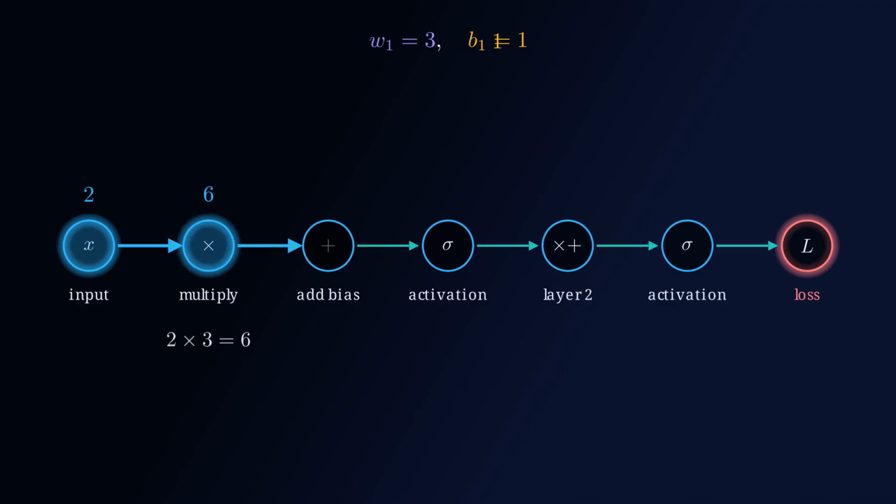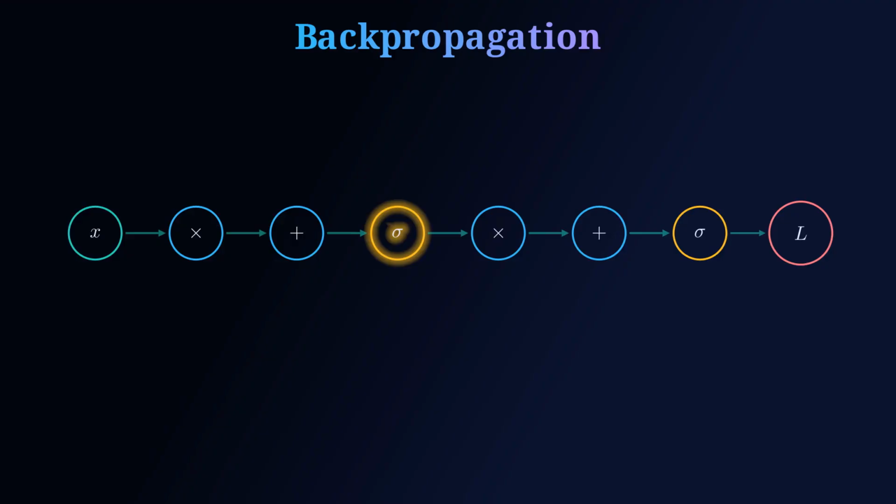Now add the bias of 1. 6 plus 1 is 7. The pre-activation of layer 1 is 7, sitting in the next node, still glowing as the water moves rightward. Next comes the activation, the squash. For clarity, we will use a simple one that keeps positive numbers as they are and zeroes out negatives. 7 is positive, so it passes straight through as 7. That 7 is now the activation of layer 1, the input to layer 2. The forward pass has crossed the first layer completely.